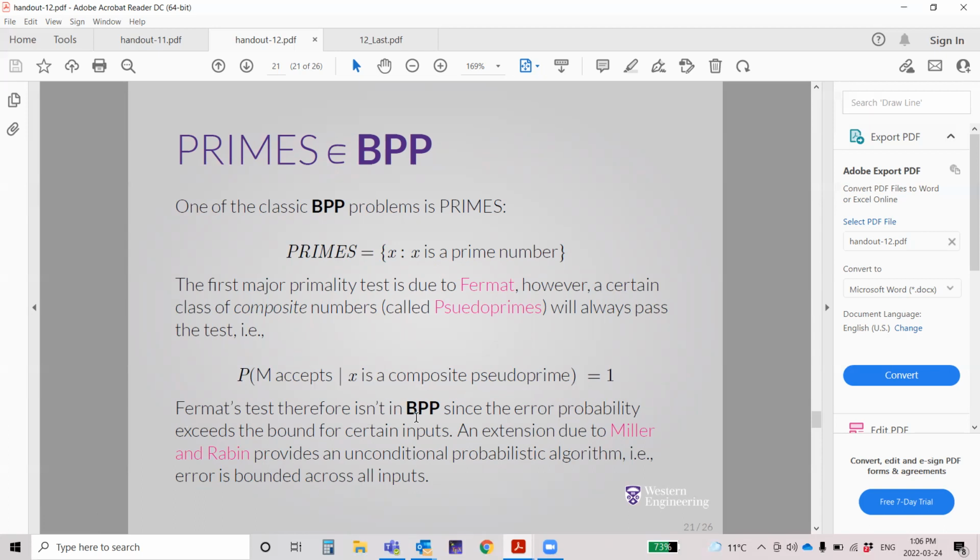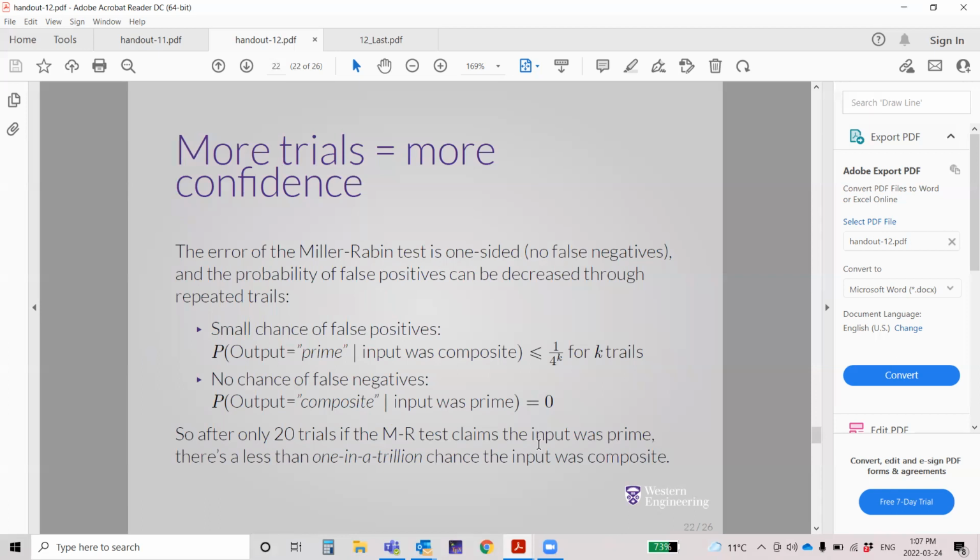An extension due to Miller and Rabin, which you can also read about here, provides an unconditional probabilistic algorithm whose error is bounded across all inputs. So the error is bounded always. The Miller-Rabin test is one-sided, with no false negatives. What do you mean by false negatives? It's decided as false.